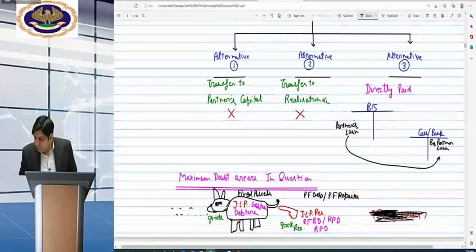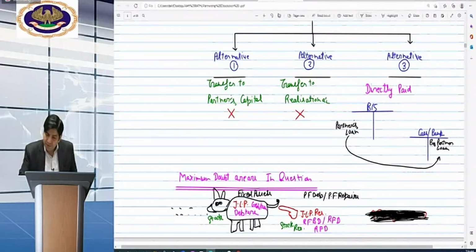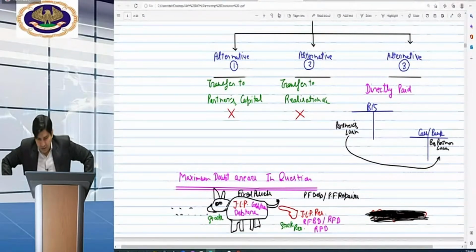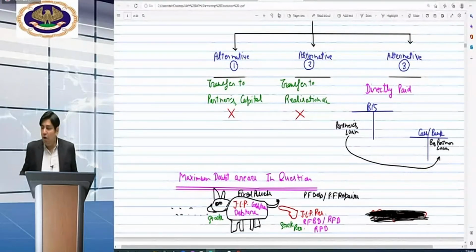Now, moving to the next part of the session, the next part of the questions. Beta, here is another thing. In questions we usually find JLP with JLP reserve, fixed assets with provision for depreciation, debtors with reserve for bad debts, creditors with reserve for discount. So beta, how can we deal with this?